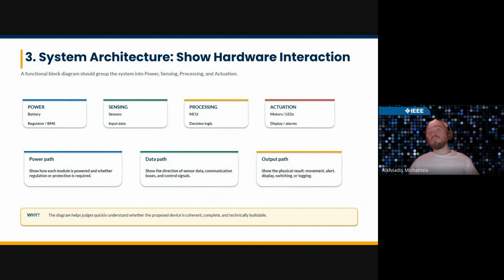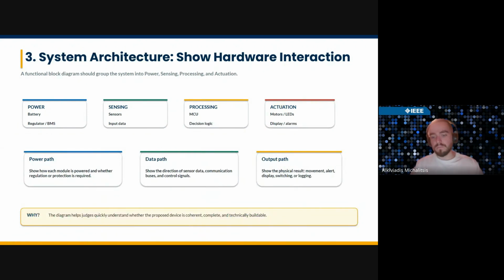Switching or logging. Switching if, for example, it goes into a bad state, it's better to turn off all the power before, for example, falling into the water. Or logging if you want to keep data while your system is running. So these kinds of diagrams help the judges quickly understand whether the proposed system or device is coherent, complete, and technically buildable. For the judges, they should just see that you have thought exactly about what you need.